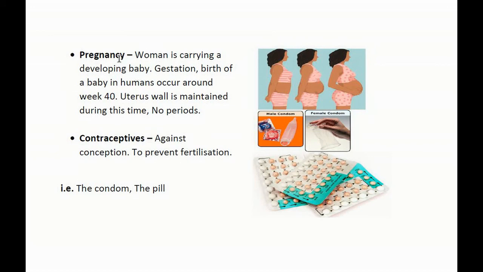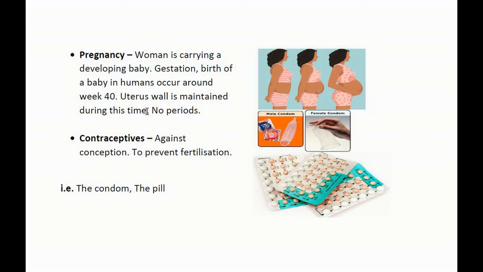So let's now talk about pregnancy. Pregnancy is when a woman has something growing inside her that will become a baby. So a zygote is developing into an embryo developing into a baby. So this process goes on until week 40 on average. So week 40 is about 9 months. That is when the baby is ready to come out as a baby.